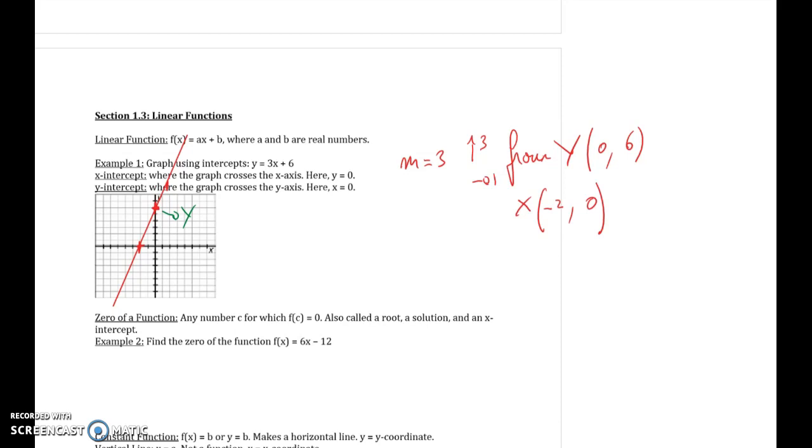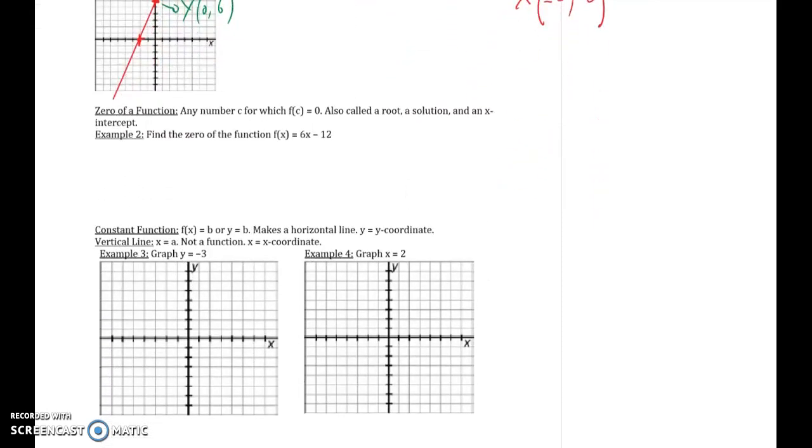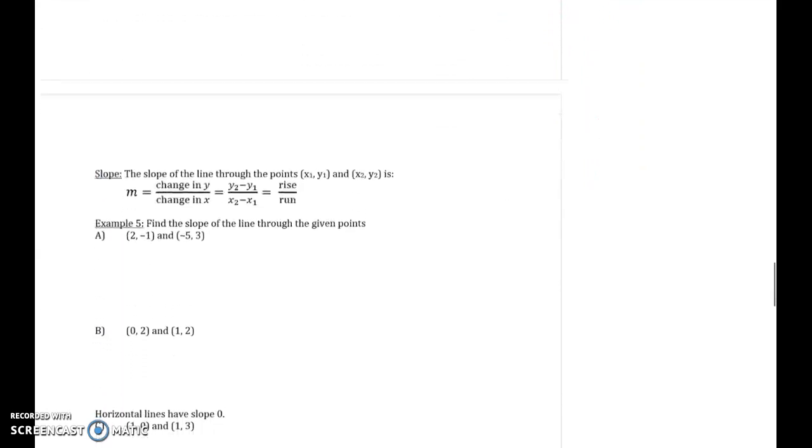Okay, so I can graph my line with the y-intercept right here and the slope, knowing that 3 is 3 divided by 1, so I rise 3, run 1 to the right. Or I can graph my line with 2 points, because to graph a line I need 2 points, and I can use the y-intercept and the x-intercept. I will let you do example number 2 as well as example number 3, 5.